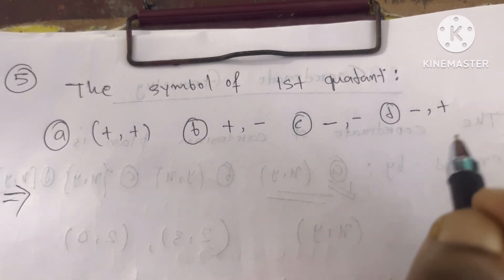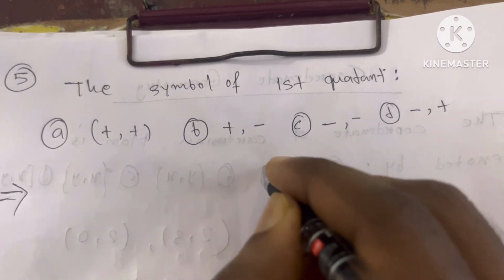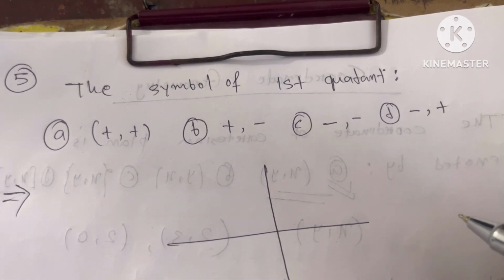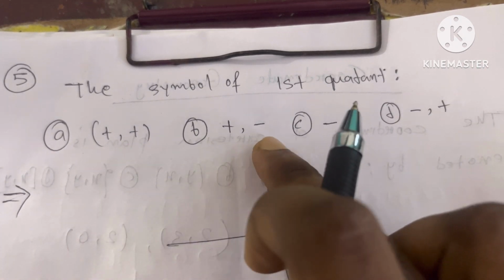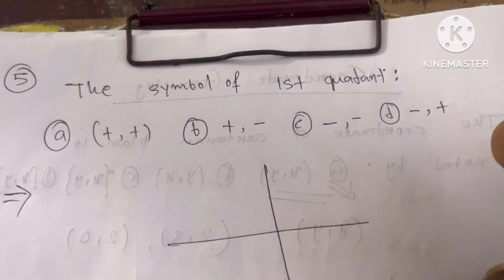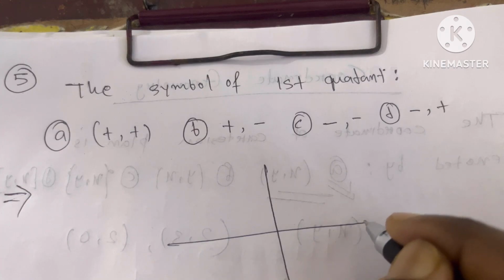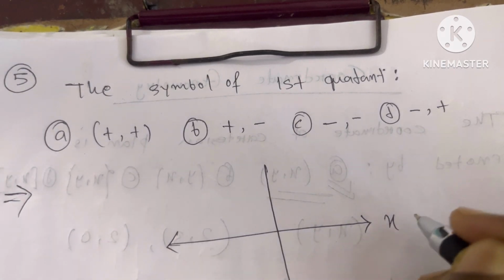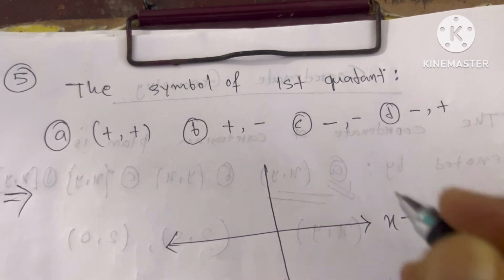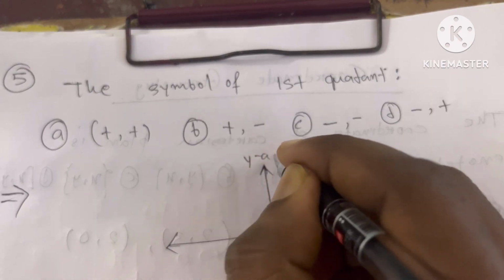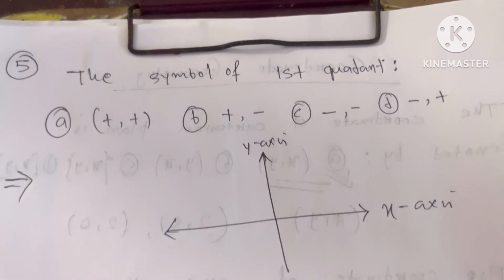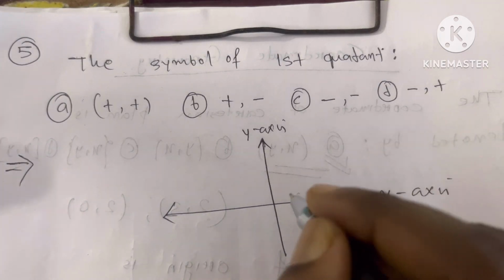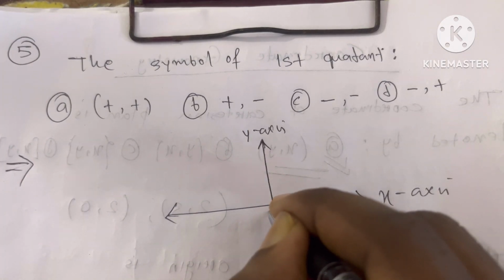The symbol of the first quadrant. As you know, this is a Cartesian plane, right? The options are plus comma minus, minus comma minus, and minus comma plus. So how will we find it? Suppose this is the x-axis and this is the y-axis. The horizontal line is represented by x, and the vertical line is known as y, and they both meet each other at the point 0.